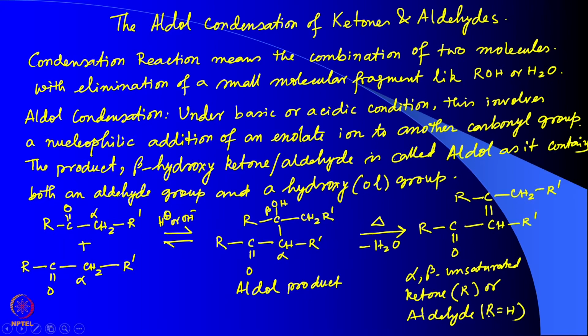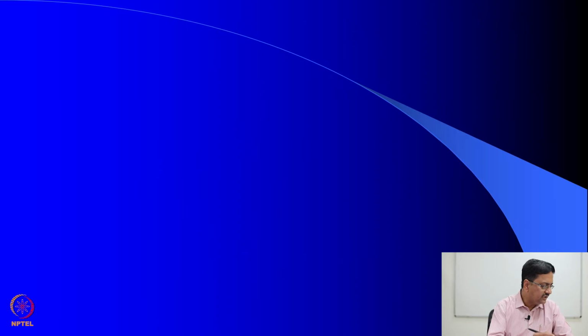Right. So, let us try to understand how this reaction happens in a stepwise manner. As I have already indicated, this reaction can take place in both acidic and basic medium. So, the reaction mechanism should be understood with both the acid and the base. So, let us first try to see the mechanism for base catalyzed aldol condensation.